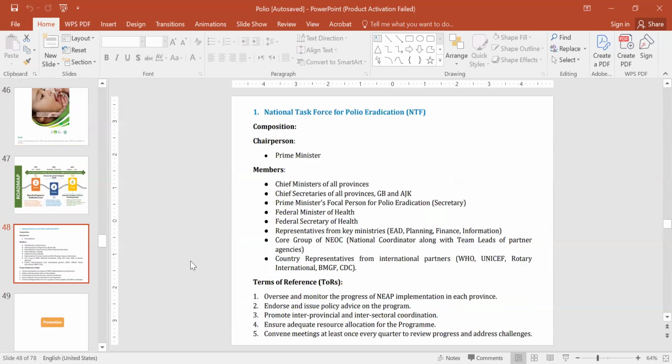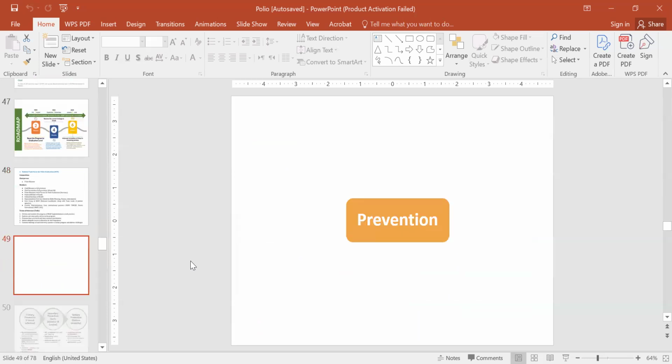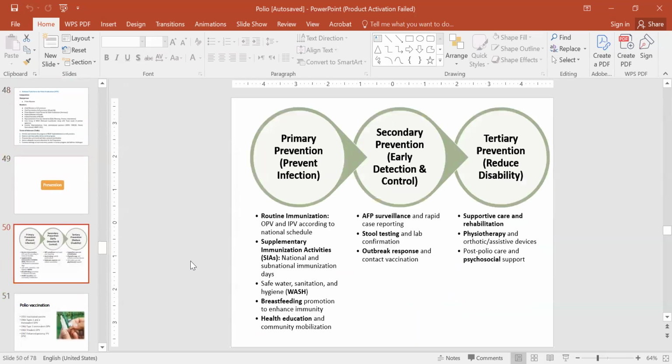So this is just an overview of the National Task Force for Polio Eradication, and how all the ministries are working for it. Then we come to prevention. Primary prevention includes goals for prevention of the infection. It includes routine immunization, supplementary immunization activities in addition to the routine immunization. Then safe water, sanitation and hygiene, breastfeeding to promote immunity, and health education.